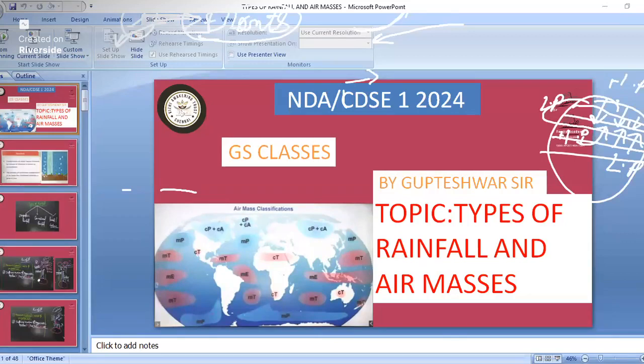Here, due to high pressure, warm air is blowing from here. So here the temperature will be high. Then humidity. Here it means it has moisture content. Then its density will be what? Warm air is going this side, which means its density will be somewhat less.